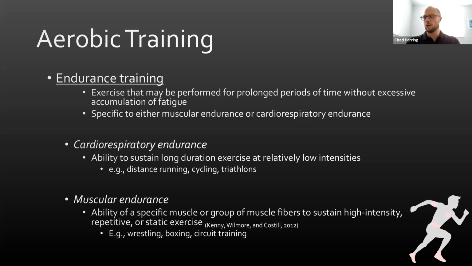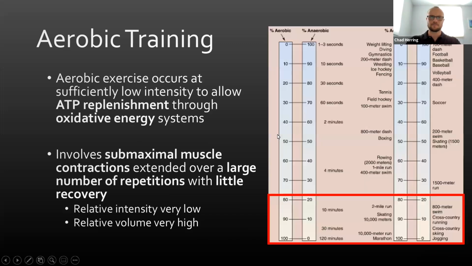Okay, so for instance, cardiorespiratory endurance would be like running, cycling, triathlon. Whereas muscular endurance, you can see these sports here: wrestling, boxing, circuit training. But also you can think of it like the old military fitness test, which would have been push-ups and sit-ups, which were more muscular endurance. And then the mile run, I think it was a mile, maybe it was two, was cardiorespiratory endurance. Okay, so just a little bit of differentiation between the two.